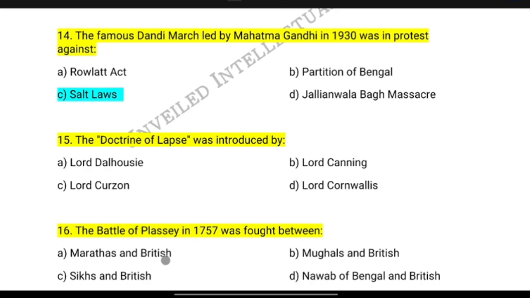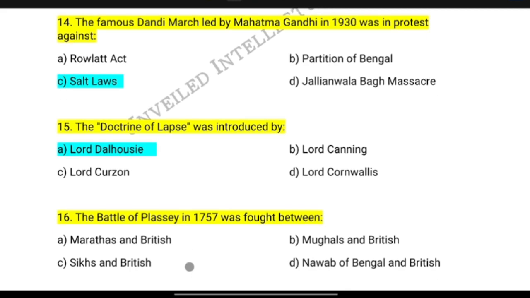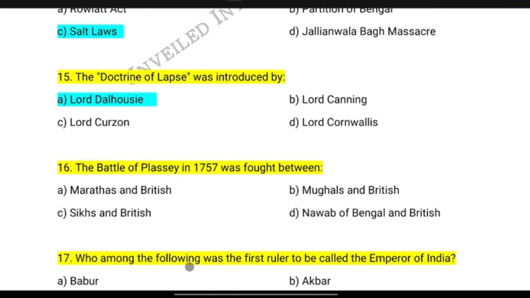15. The doctrine of lapse was introduced by. Answer. A. Lord Dalhousie. Explanation. Lord Dalhousie introduced the doctrine of lapse, which stated that any Indian princely state would be annexed by the British East India Company if the ruler died without a natural heir.